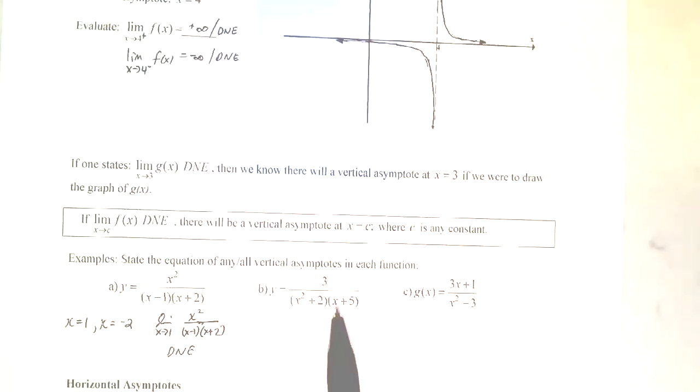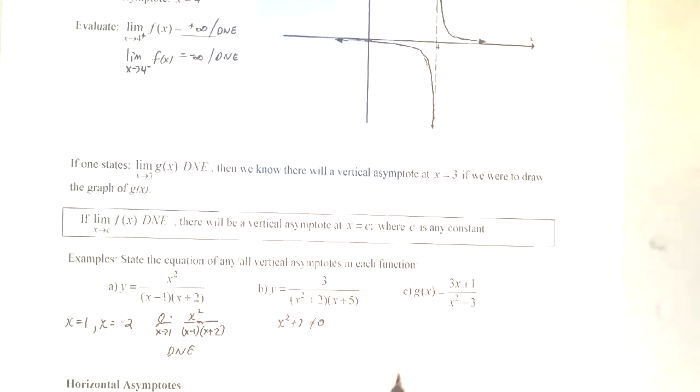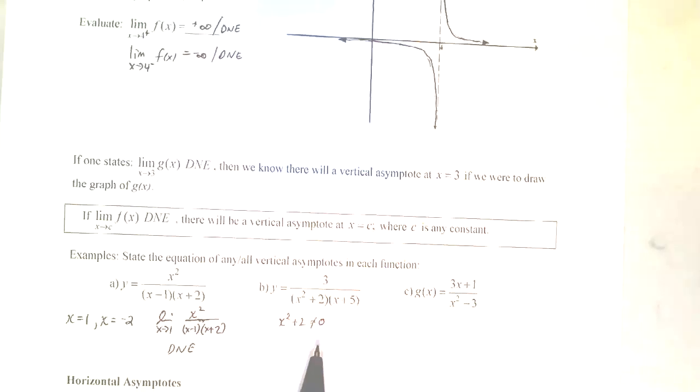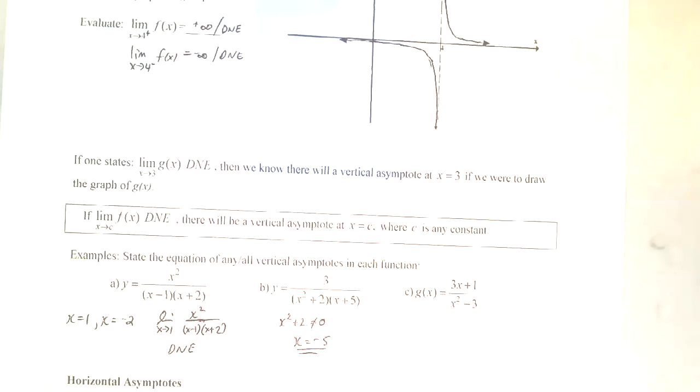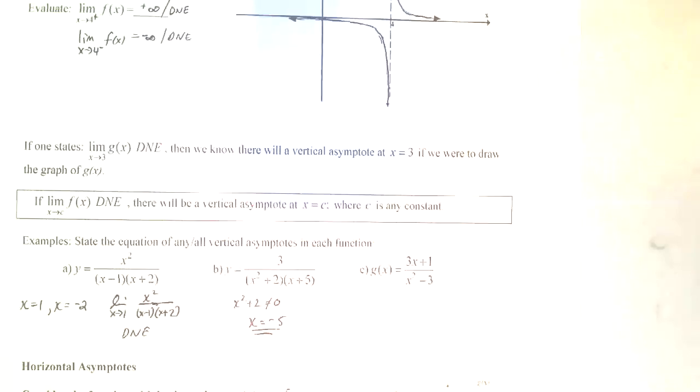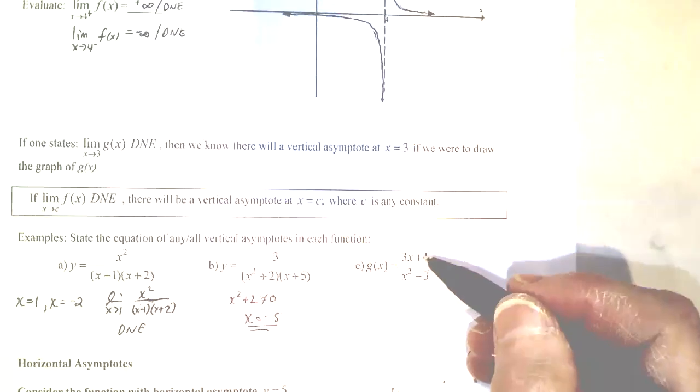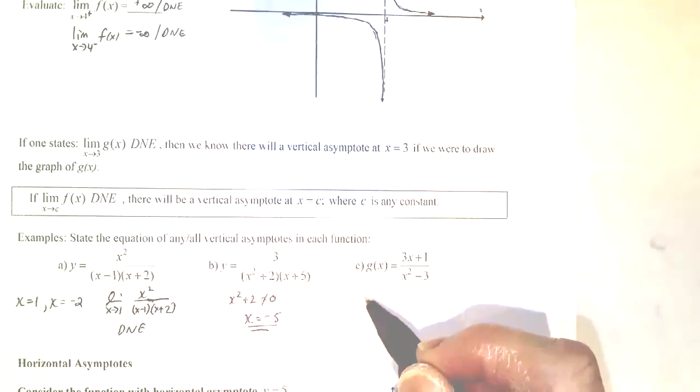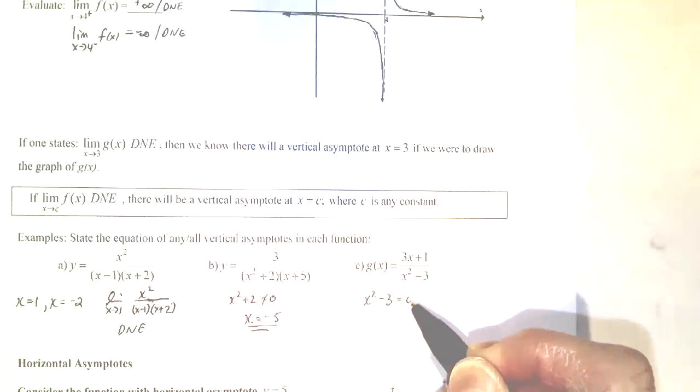If you look at this particular graph, I wanted to remind you that x squared plus 2 never equals 0. It's impossible because this squared is positive, add a positive, never equals 0. So there's no vertical asymptote from this factor, x squared plus 2. This factor says x plus 5, of course, x equals negative 5 will be our vertical asymptote. So I'm not finding them in any other different method than we have in the past. I just provided the reason why they exist. This function says 3x plus 1 over x squared minus 3. We know that x squared minus 3 equals 0.